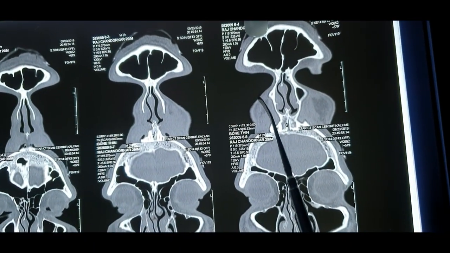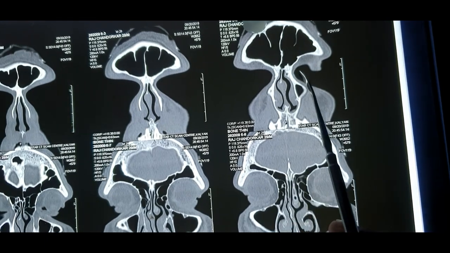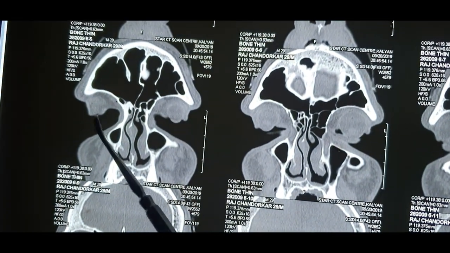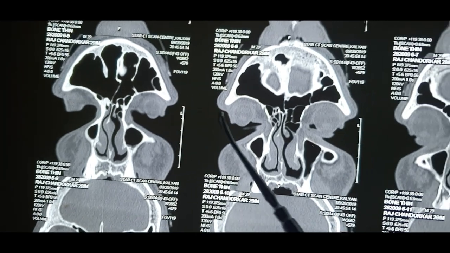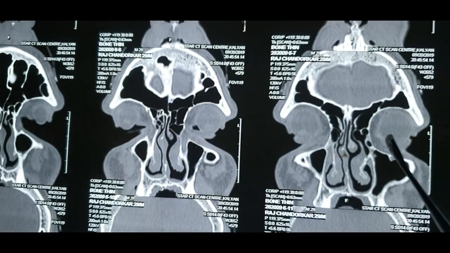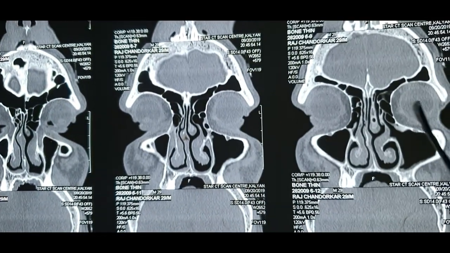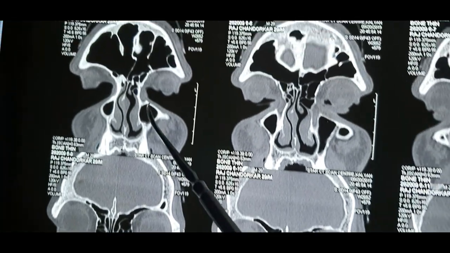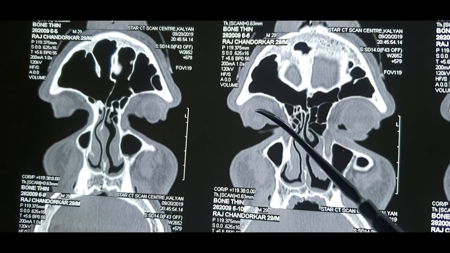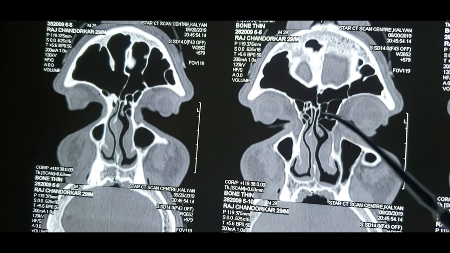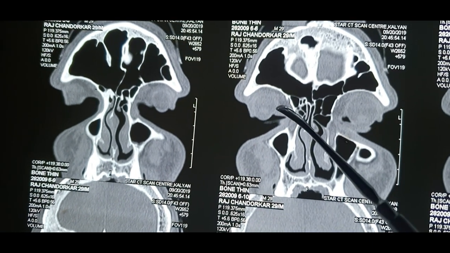See, there was no orbit up until here. This is the first scan where the orbit is coming into the picture. As we go behind, the orbit is becoming more prominent. So now this is the orbit. This is the globe of the orbit. This is the periorbita, the globe of the orbit.